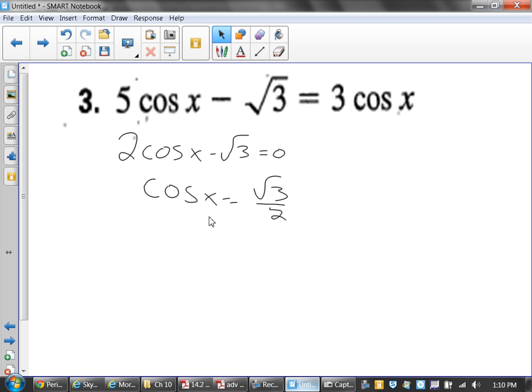2 cosine minus root 3. You can add the root 3 divided by 2, and you have a cosine value of root 3 over 2, and that drops you in a triangle. Root 3 over 2 at the cosine would be 30 degrees, so you're at pi over 6. And that's your reference angle in the first quadrant. Cosine is positive also in the fourth quadrant. I was thinking sine for a second. And that would be 11 pi over 6. Okay. Yeah, go.